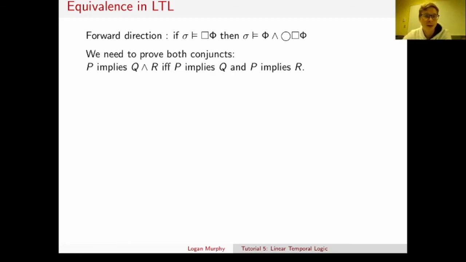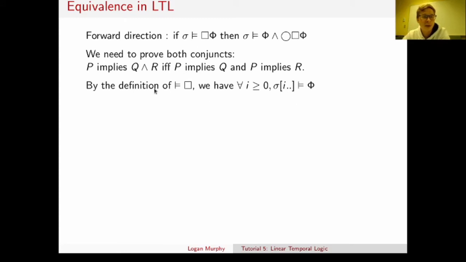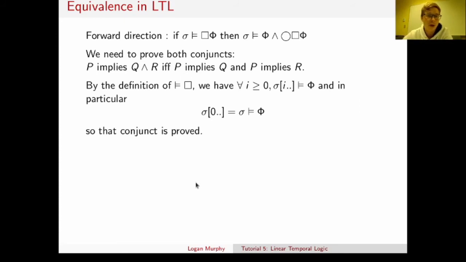Now recall we're proving a conjunction, so to show that our premise P implies Q and R, we need to show that both P implies Q and P implies R. So in other words, take our premise P, sigma satisfies always phi, and prove that both sigma satisfies phi and sigma satisfies next always phi. By the definition of satisfaction with respect to always, our premise becomes for any i, sigma i satisfies phi. This is really handy because in particular, sigma at 0 satisfies phi, but that's just sigma itself.